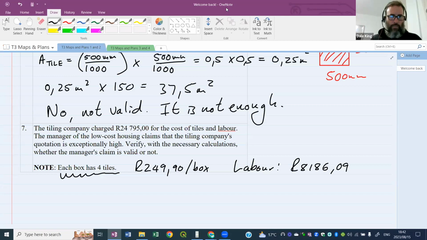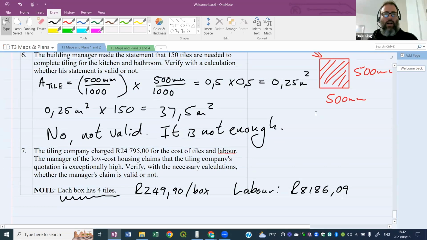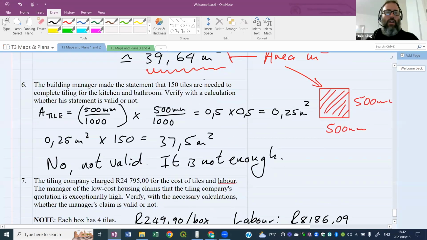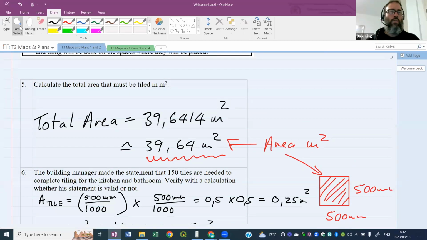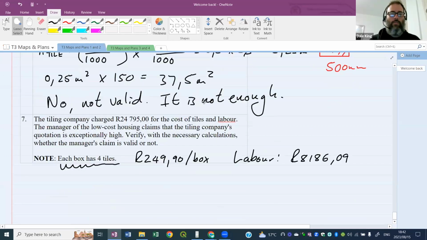I'll give you a hint. You need labor. You need to work out how many tiles you need. And I'm not going to say any more from there. The exercise we did for question 6 is an indication of how you should work out how many tiles you need. Just remember our area is 39.64. So let me bring this down as well. This is all information we need.